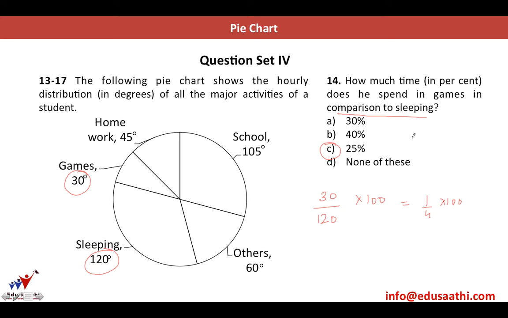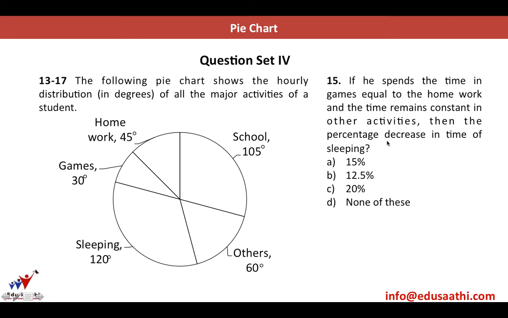Let's look at the next question. If he spends the time in games equal to the homework, so now instead of this 30 degrees, the time spent in games is 45 degrees. So there is a plus 15 degree. And the time remains constant in all other activities, then the percentage decrease in the time of sleeping is.